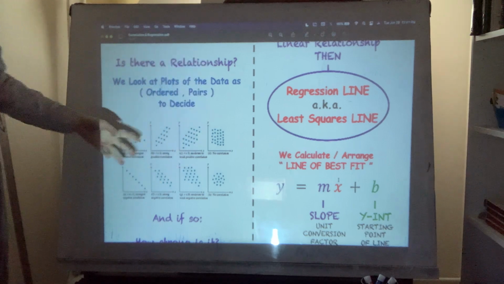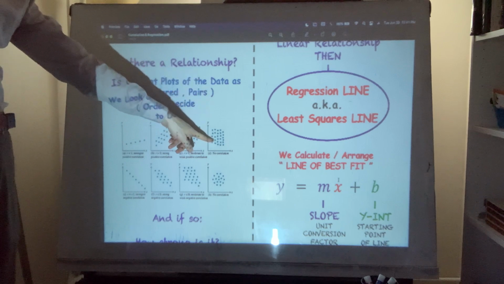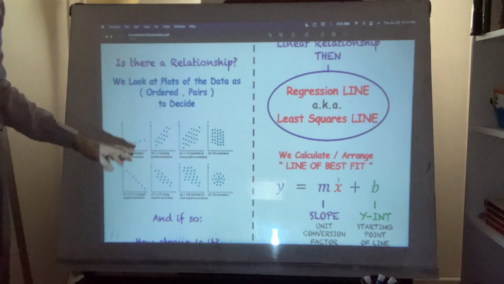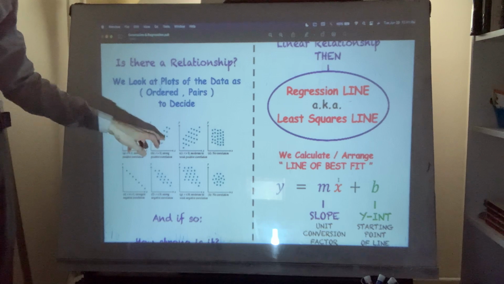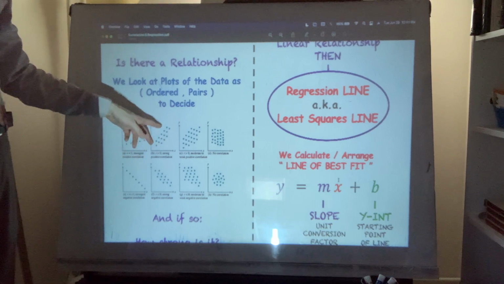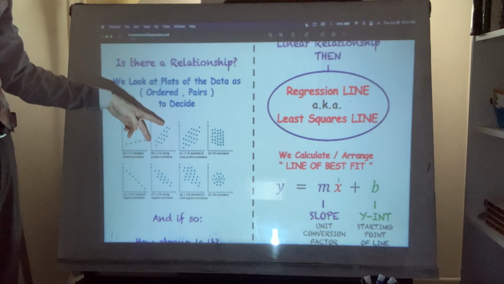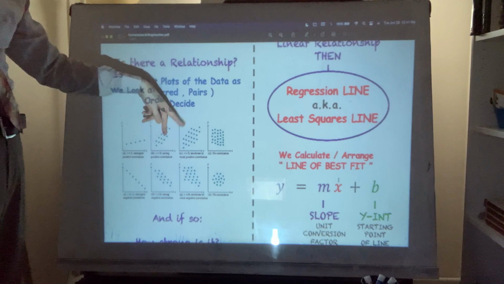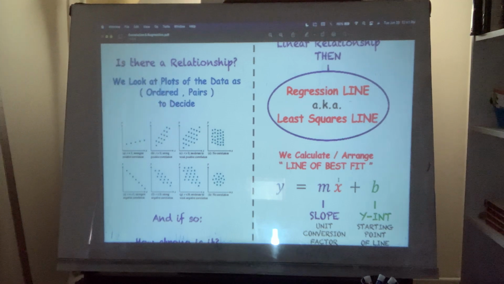Graph your points, you see something weird like this, there's probably no relationship. You see something like this, then well, this for sure, but these other two situations, maybe.